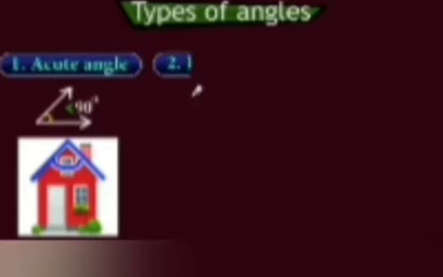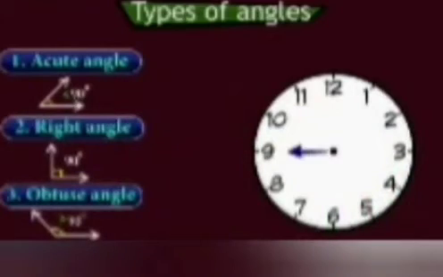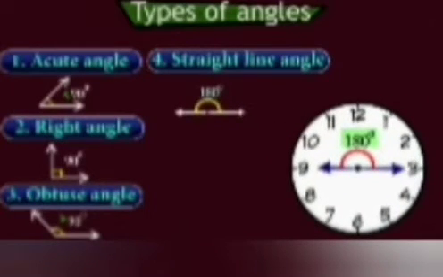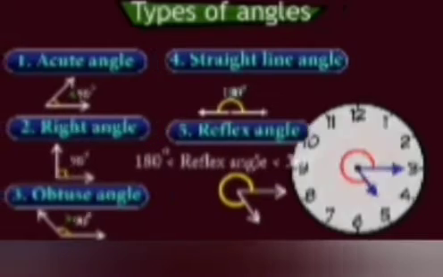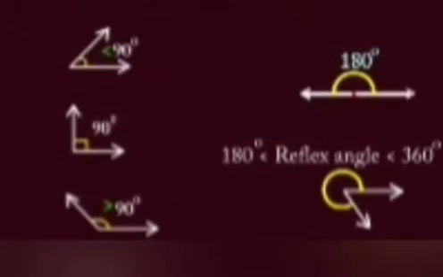Now look at the types of angles. You know about the acute angle, which is less than 90 degrees; the right angle, which is equal to 90 degrees; the obtuse angle, which is more than 90 degrees; and the straight angle, where two arms are in a straight line, which is equal to 180 degrees. So whenever the hands of the clock move, we have angles in between, and they are different kinds of angles. Now here the two arms have an angle which is more than 180 degrees. So whenever we have an angle which is more than 180 degrees but less than 360 degrees, we call it a reflex angle.